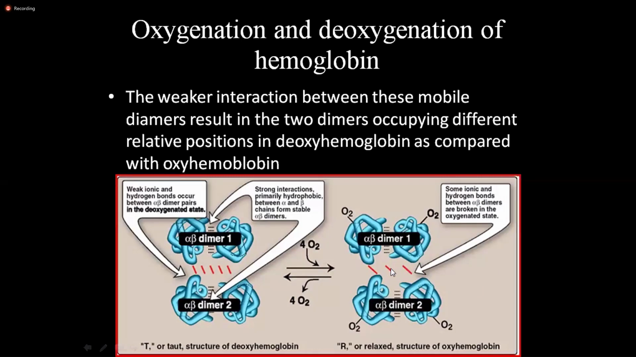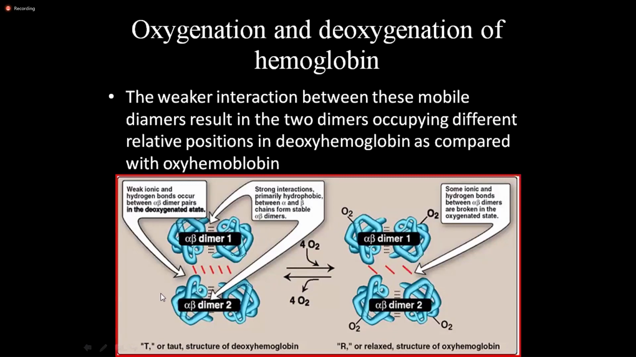You see both alpha beta dimers move apart during the oxygenation form. Some ionic and hydrogen bonds between the alpha beta dimers are broken in the oxygenated state. The strong interaction, primarily hydrophobic, between the alpha and beta chains forms a stable dimer, so this cannot be changed. So this deoxygenated form is called the T form, or taut structure of hemoglobin, the tense form.